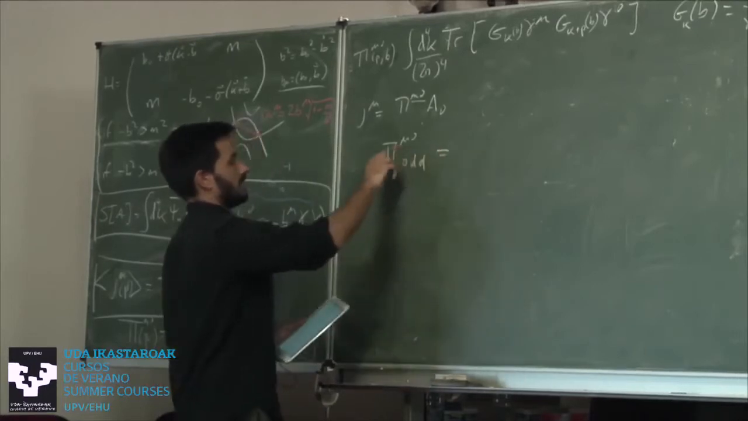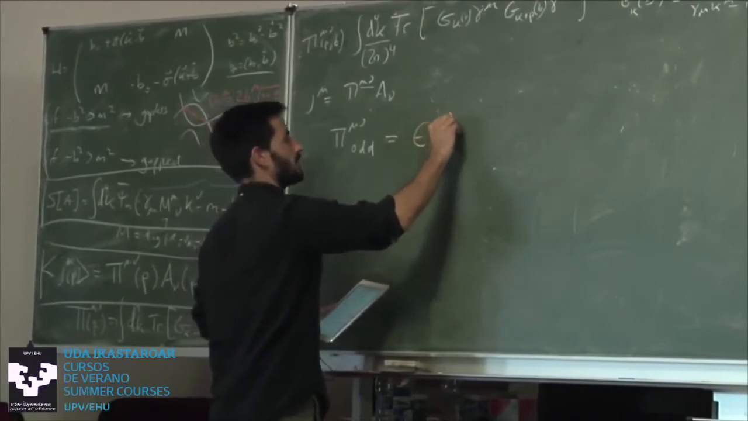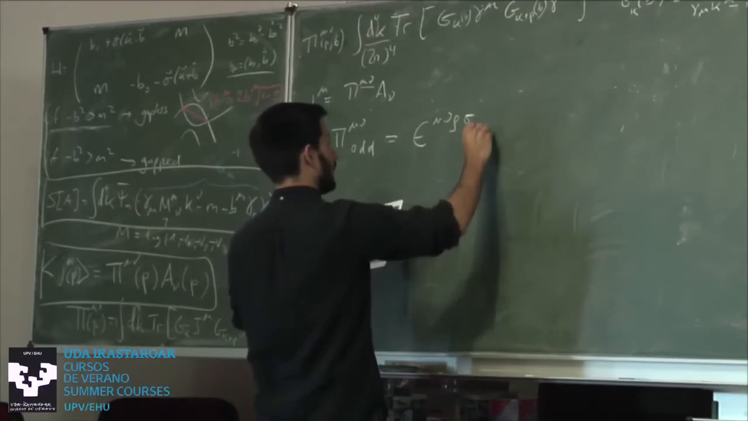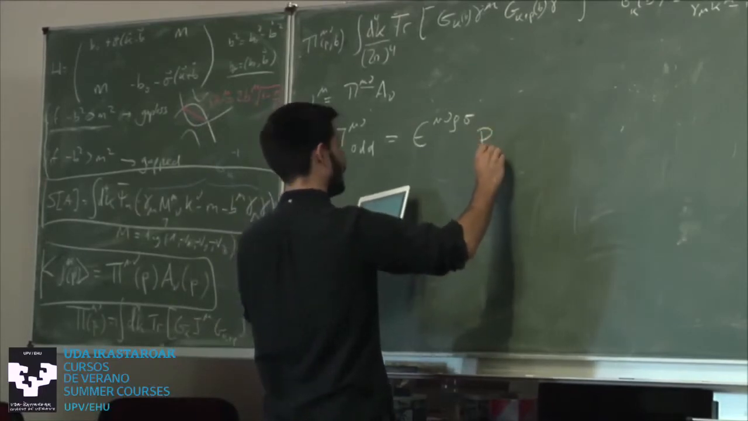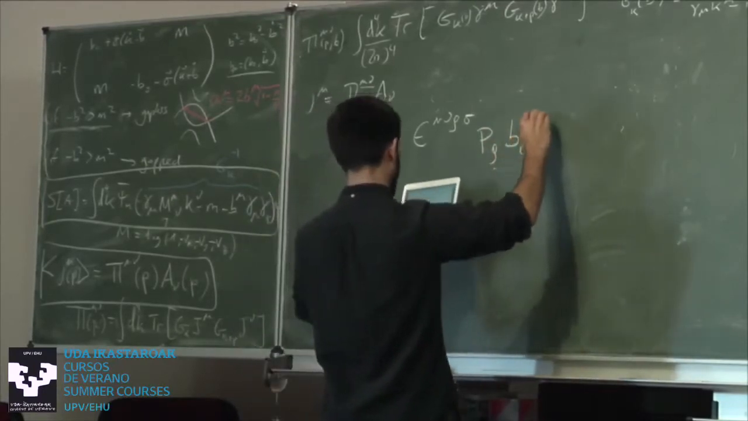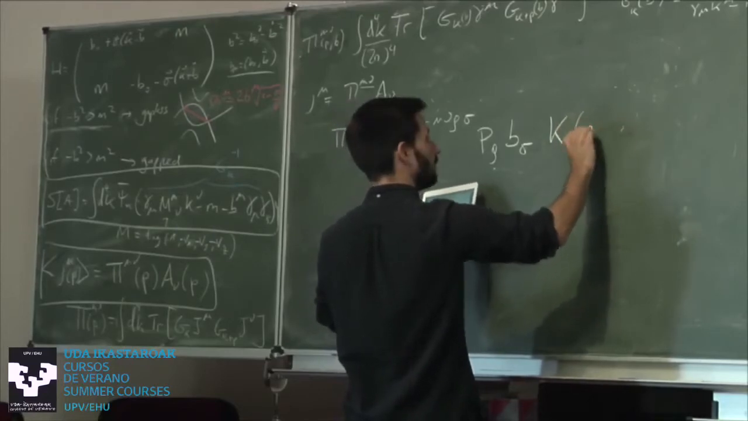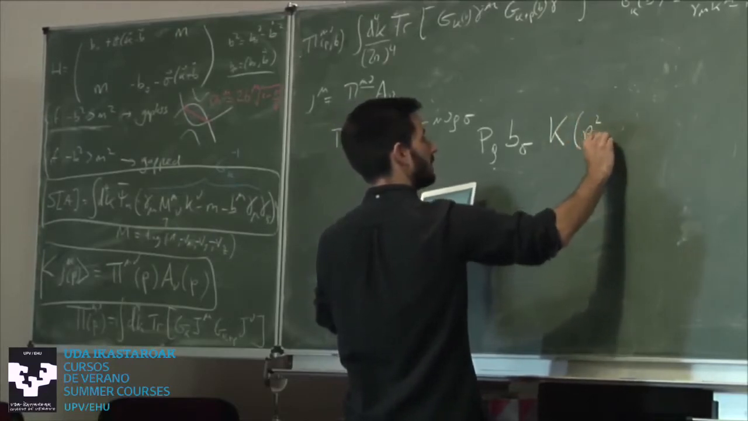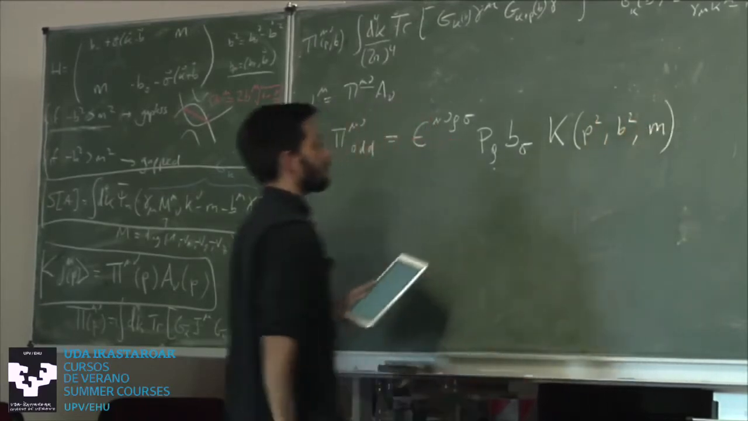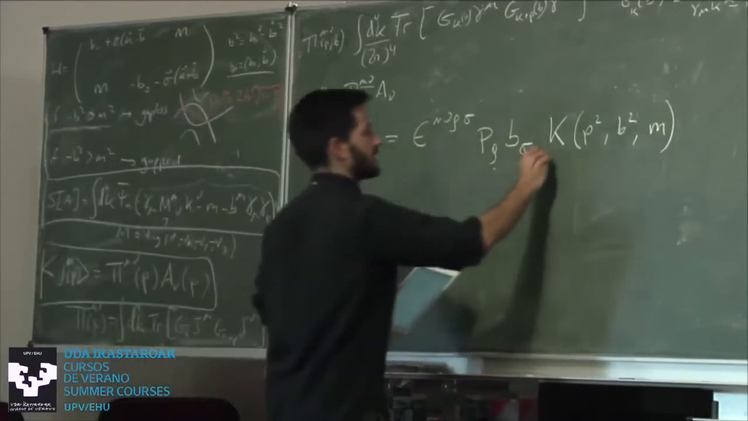So this means that for this part to be odd in mu and nu, I just define the Levi-Civita tensor. You can show that this is going to have the following form: P rho B sigma, and then some scalar function that's going to depend on P, B, and M. And now I want to ask what is this function?